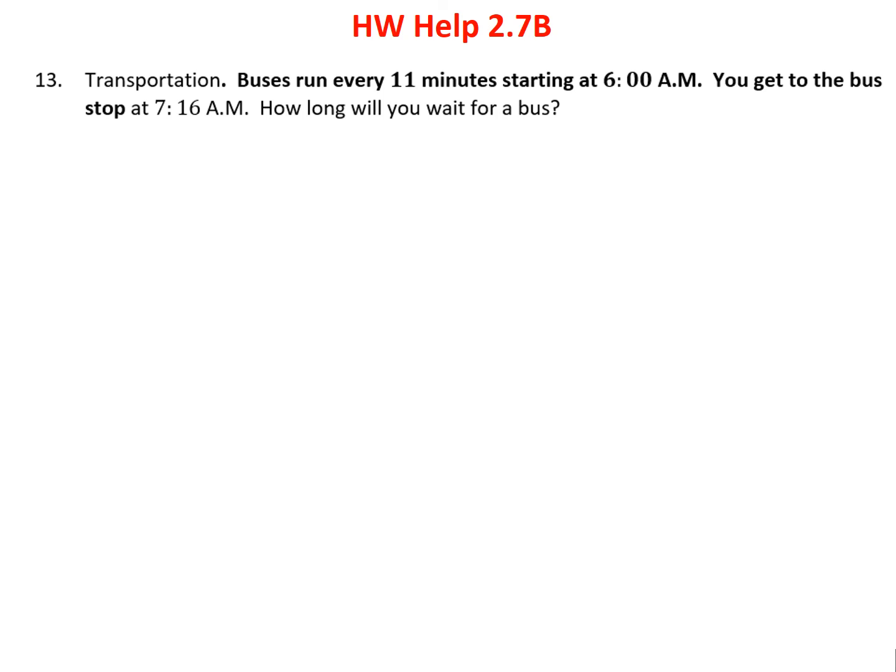Transportation problem. It says the buses run every 11 minutes. That's going to be our D plus 11 and starts at 6 o'clock. That's our A1. You get to the bus at 7:16. How long will you have to wait for the bus? Well, this is just as simple as doing it manually. Okay, if I get there at 6 o'clock, the next bus is going to come 11 minutes later at 6:11. And all I did was add 11.